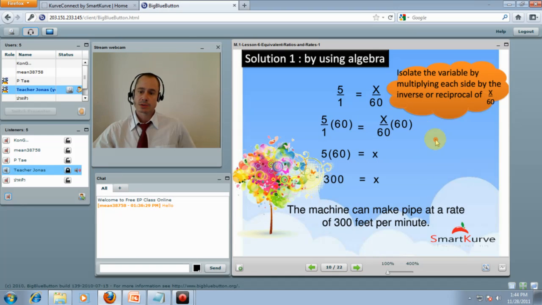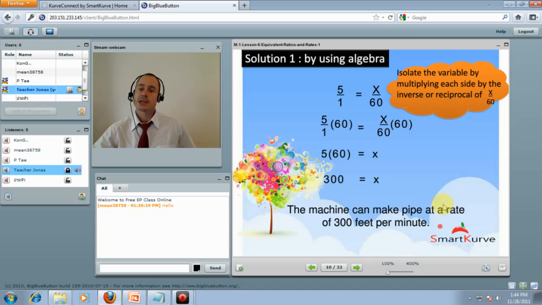And you can use, of course, normal. You can divide this, you can multiply with the denominator up here and here, and then you get times 60 here and times 60 here, and that means this will go away, so you only have x left, and here it's 5 times 60, which is 300. And that means that in this case the machine can make pipe at a rate of 300 feet per minute.